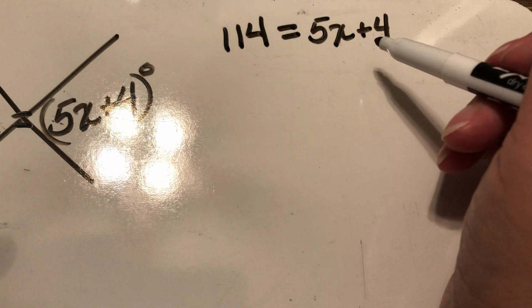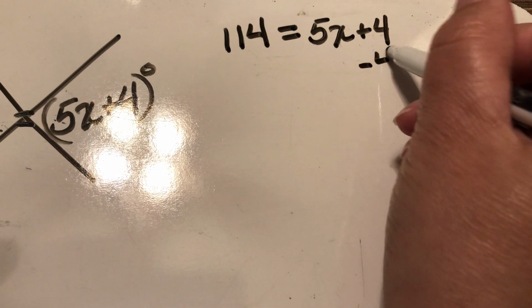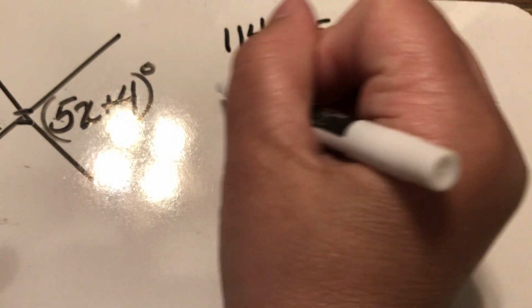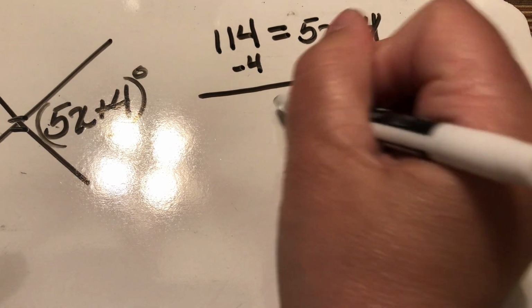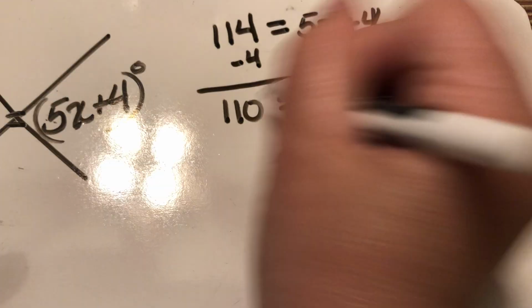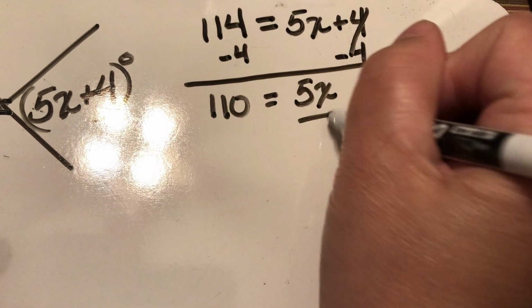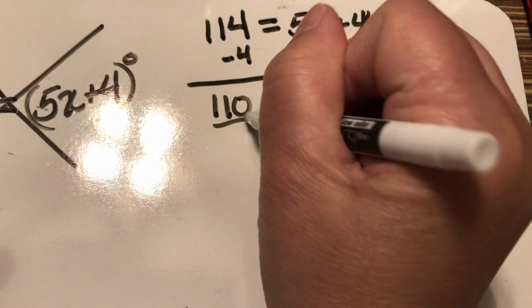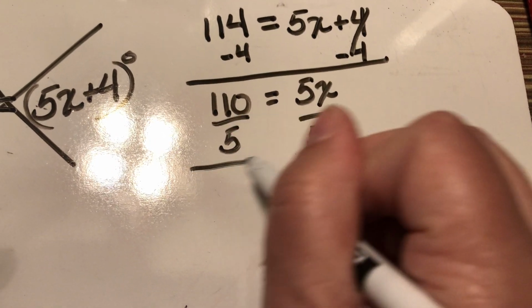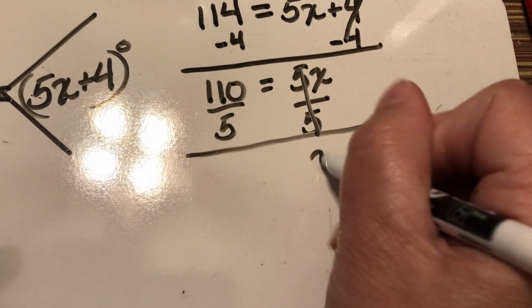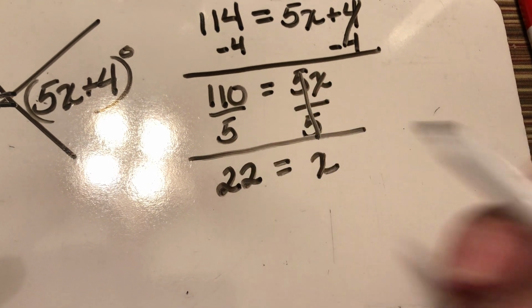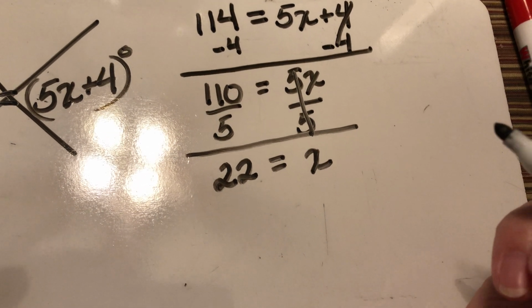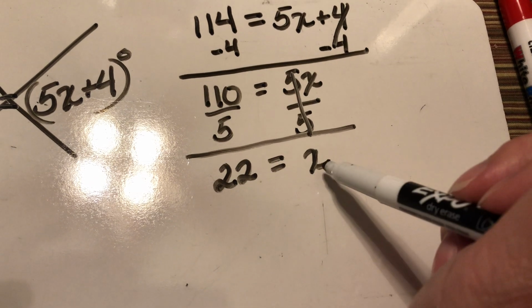I'm going to use inverse operations and subtract 4 from both sides. And I get 5x equals 110. And then I'm going to just divide by 5. Again, I'm doing the inverse operation. And I get x equals 22. Okay, that's just telling me what x is.